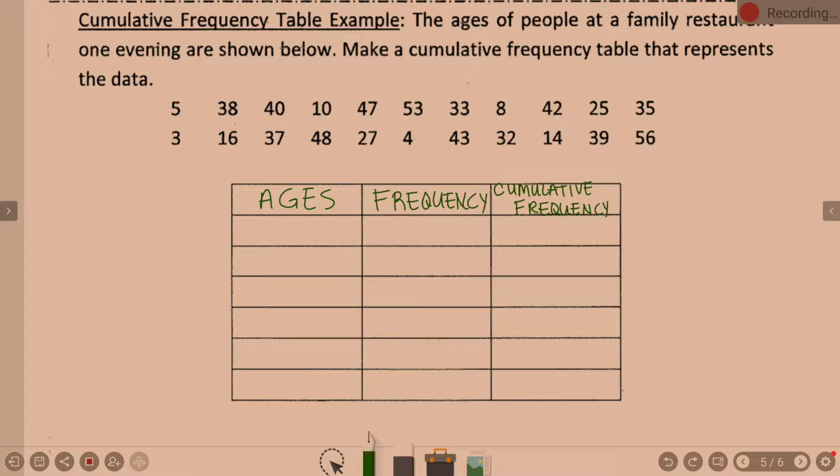What are our high and low number values here? Low is 3, high is 56. So take off those two numbers not included, and we've got 54 numbers to account for here. I have us breaking this up into 6 categories. If you think about it, 54 divided by 6 is 9. So each one is 9 wide.